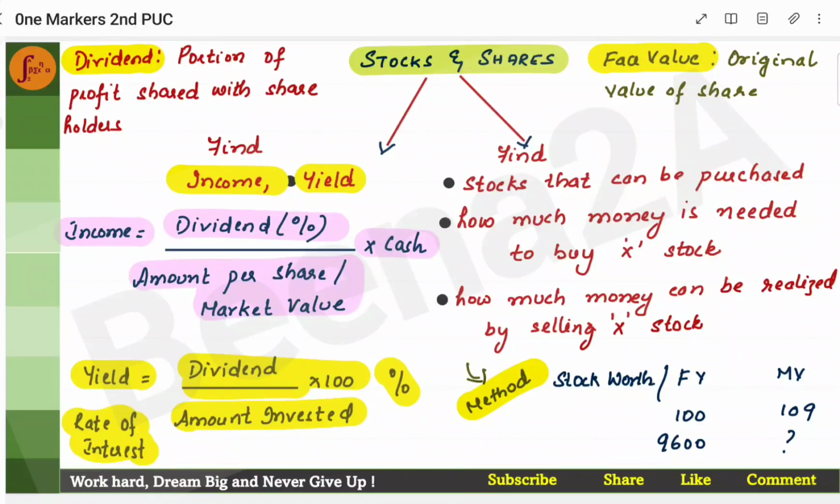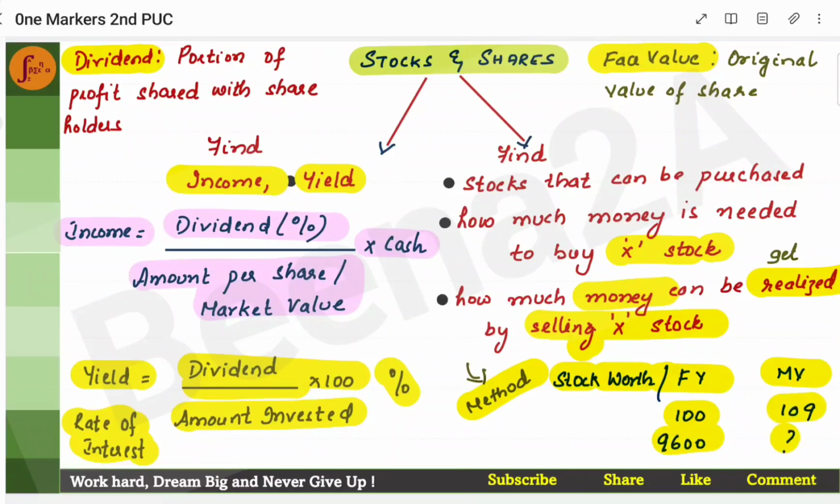The other type of problem is to find the stocks that can be purchased given a certain amount. How much money is needed to buy X amount of stock? How much money can be realized, meaning how much money you can get, by selling X amount of stock? Whenever you have such problems, first have face value, then market value, put the figures in, and use the ratio and proportion method to come up with the answer.